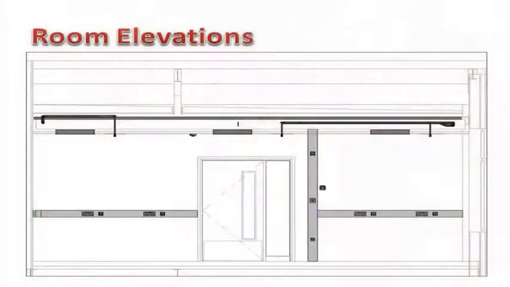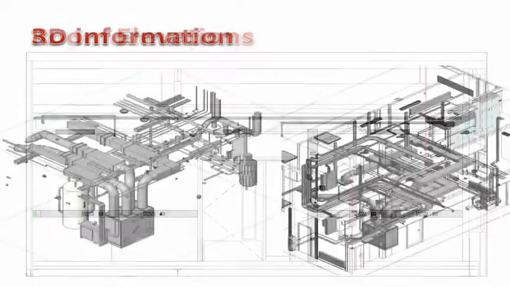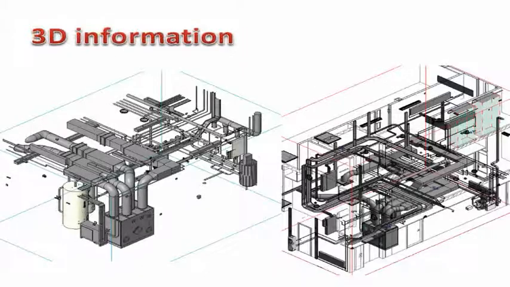You can produce room elevations, it's already within the model. 3D information, and you can see the two samples there, that one has a whole pile of stuff on it, and how could you possibly read that? And the other one's slightly better, but you can turn off and on, say, the pipe work, you can turn all that off and just see the ductwork to get your message across to site.